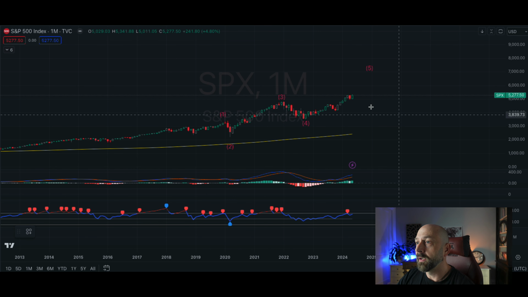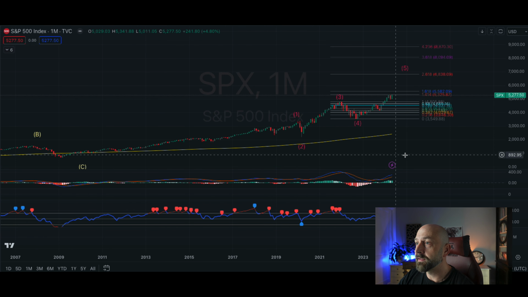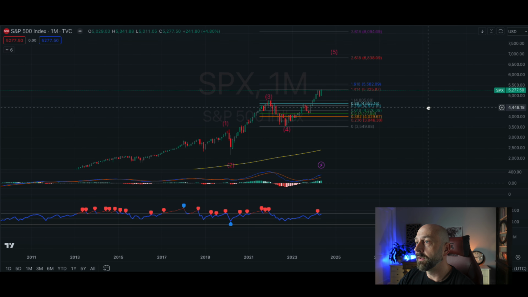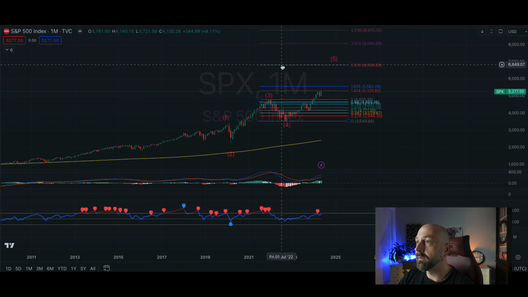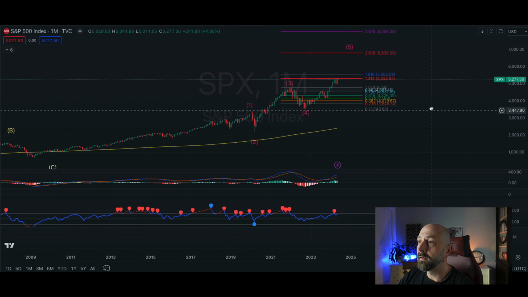Now, what's that going to look like? If we look at this last peak down to this low, we could potentially be looking at maybe around this 6,800, 7,000 level. I would think that even out of this move here, we could get up to this 1618, which is 5,600. Maybe we have a pullback from there or consolidate to move higher.